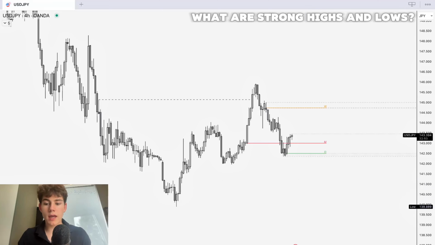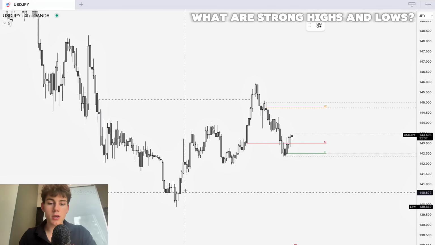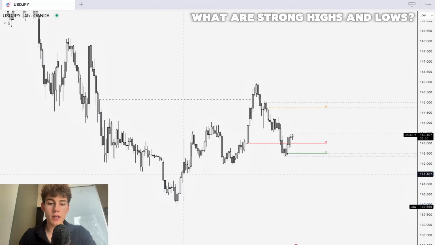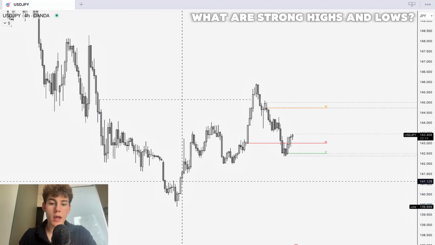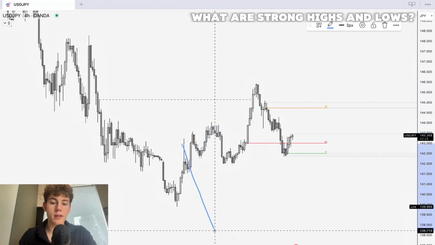Well, if we take a look at the chart, a strong low is a low that is strong. It explains itself. It is a low that we do not expect to break, but expect to get respected in order to move up higher. Just for example, this low over here was a strong low, and what you end up seeing is that we move away from that low and we do not break the low.